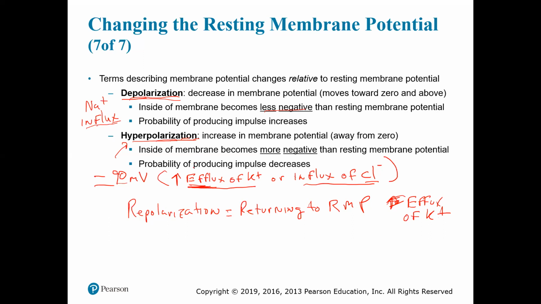Remember what polarization is. Polarization is opposite, totally positive on the outside, totally negative on the inside. So hyperpolarization is even more negative on the inside. Depolarization is turning the inside of the cell more positive. Remember, sodium is positive, right? And has much more effect than potassium on changing the membrane potential. So potassium is more about repolarization. Potassium efflux is repolarization. Okay?